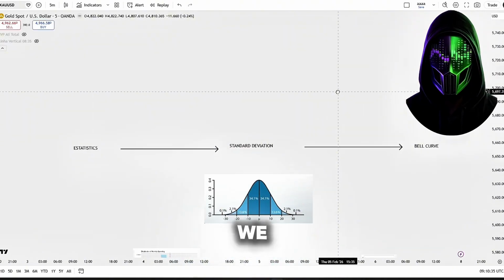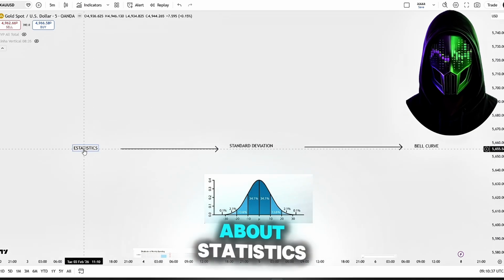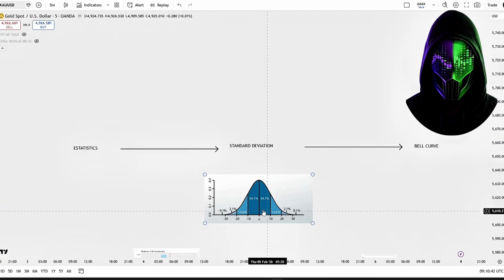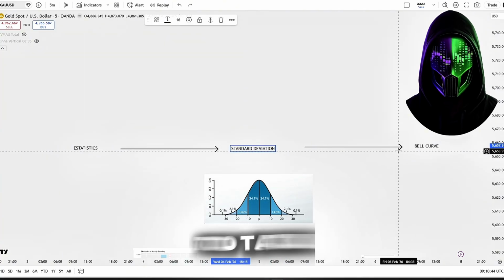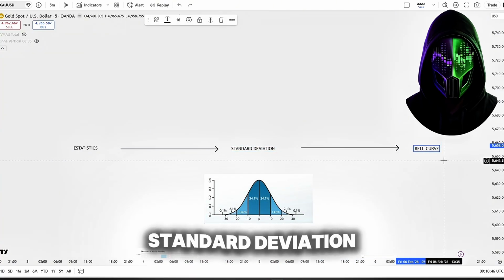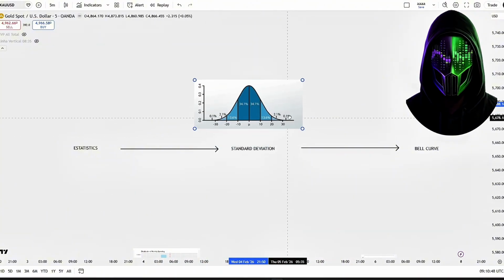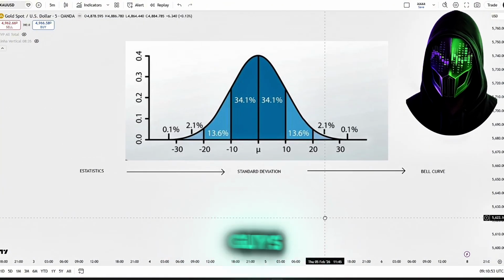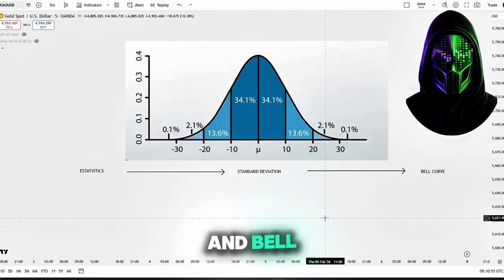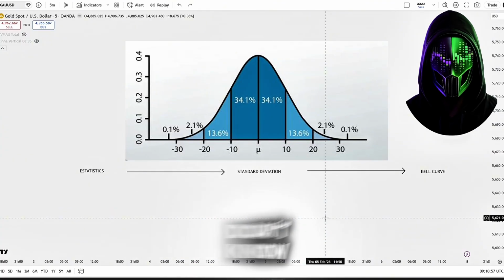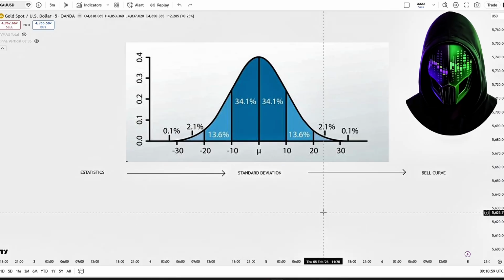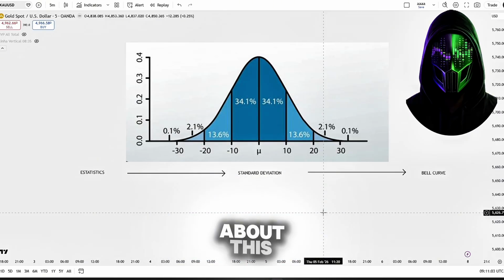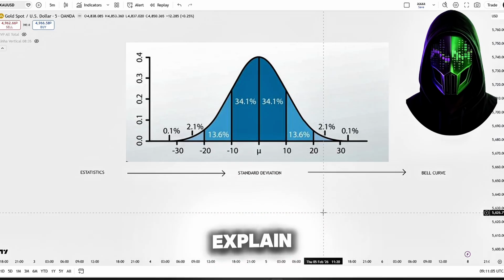Okay, for that we need to understand a little about statistics for auction market theory. The first thing I need to talk to you guys about is the standard deviation and the bell curve, which is this guy right here. Some of you know about standard deviation and the bell curve, some of you don't, and that's okay. If you've studied some statistics or mathematics, you're going to know about this. If not, that's okay, I will explain it to you.